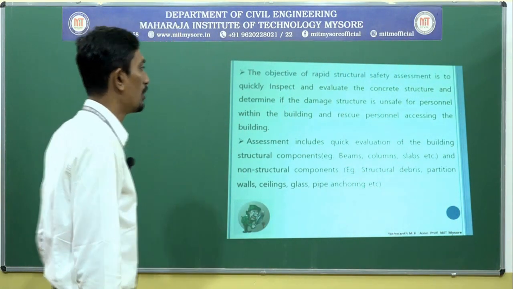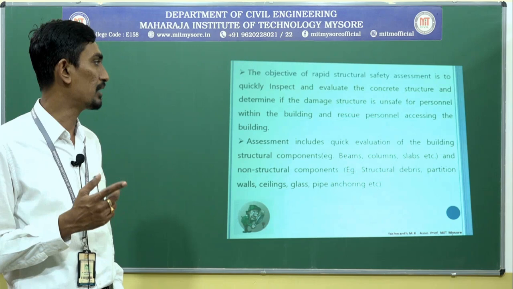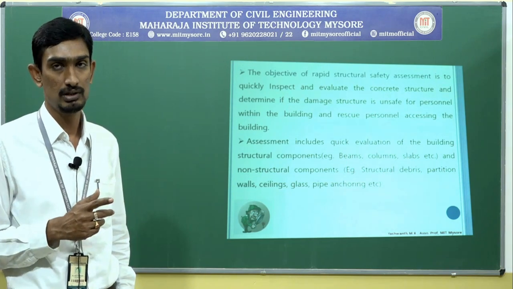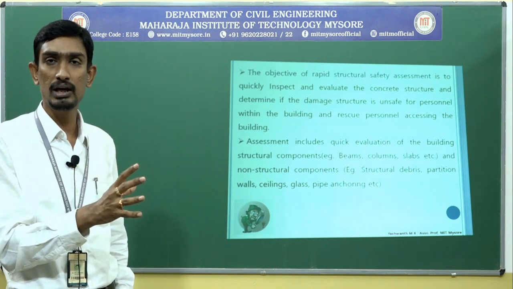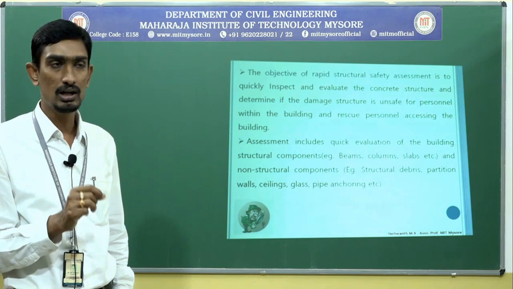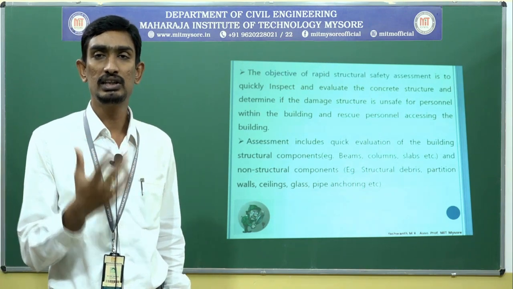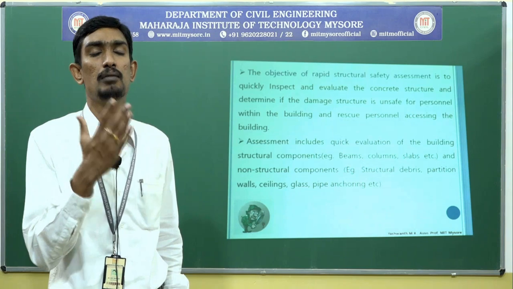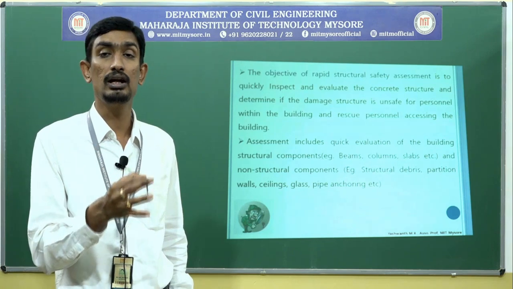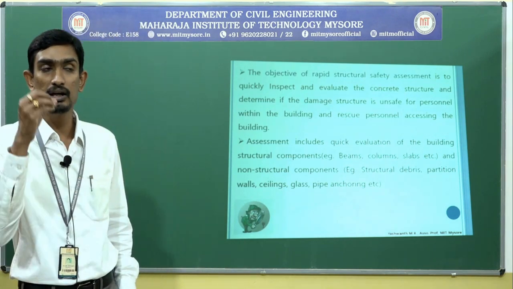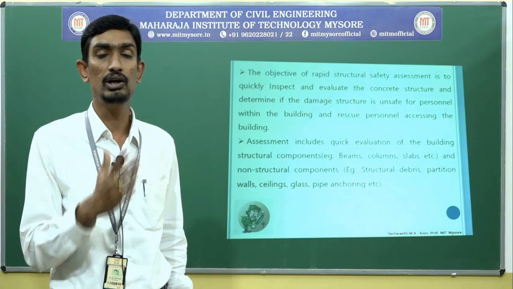The objective of rapid structural safety assessment is to inspect, evaluate and determine if the damaged structure is unsafe for persons within the building. Inspect and evaluate the damage, determine the extent of damage, and immediately post the signage. Because you will come under situations in a building where you cannot say under what circumstances this beam, slab or floor may collapse. If there is any severe problem, you need to do the rapid assessment immediately and post. You cannot wait for a longer time. Immediately you need to come to the conclusion.